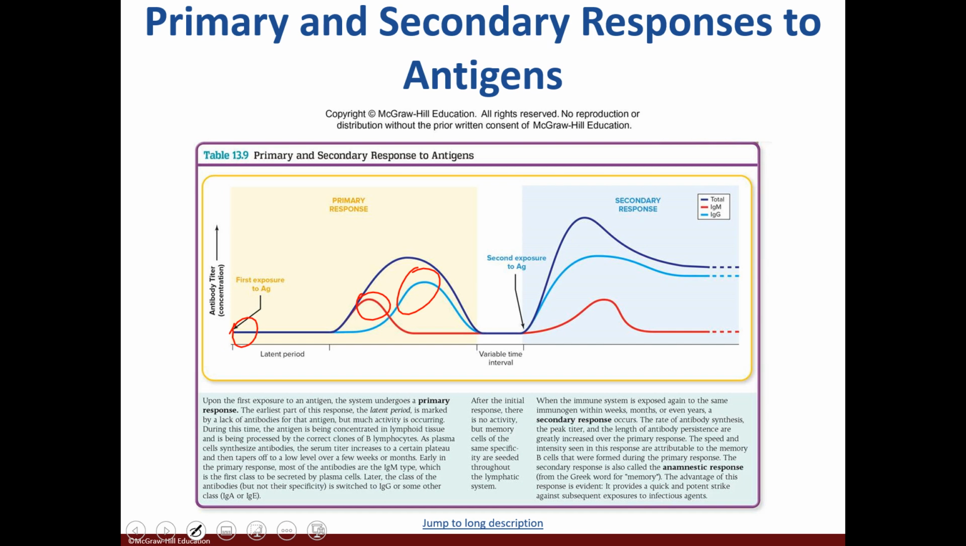And then in the secondary response, it could be the second or 100th time that we see the same antigen. In this response, we don't see a latent period. Rather, we see a rapid production of antibodies with IgG produced first and then IgM. You'll notice that the antibody levels remain high, rather than dropping off like after the primary response.